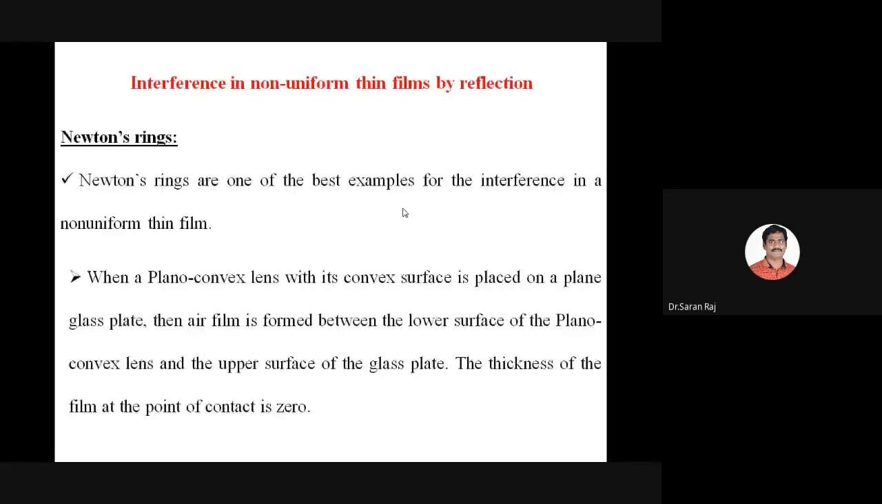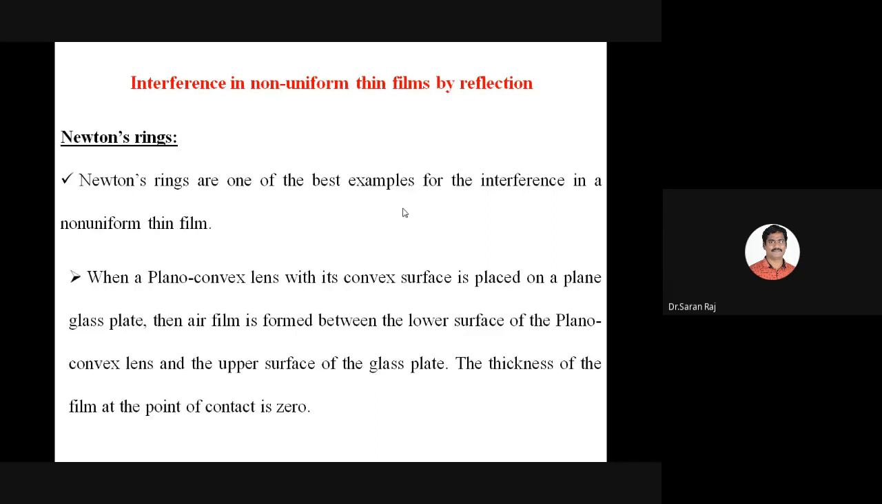So coming to our Newton's ring experiment, as I already said, Newton's rings are one of the best examples of interference in a non-uniform thin film by the reflection method. In this experiment, Newton discovered these fringes, so we call this type of fringes Newton's rings.